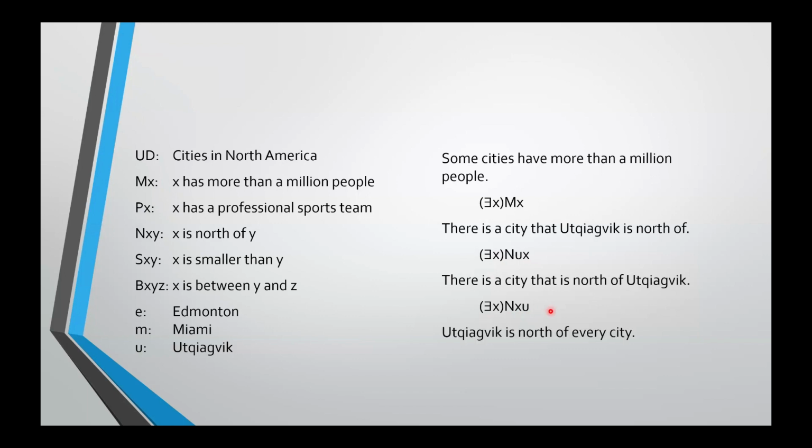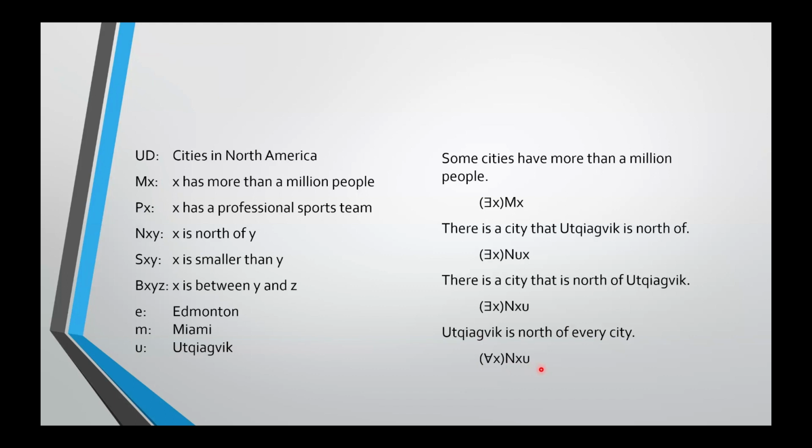Last one we'll look at here is just because this is sort of interesting, right? Utqiagvik is north of every city. This one is going to take a universal quantifier because you have this every here, right? So that tells us that what we actually want is a universal quantifier. So it's going to look like this. For all x, x is north of Utqiagvik. The reason I wanted to bring this one up is because of the fact that this one is also false.